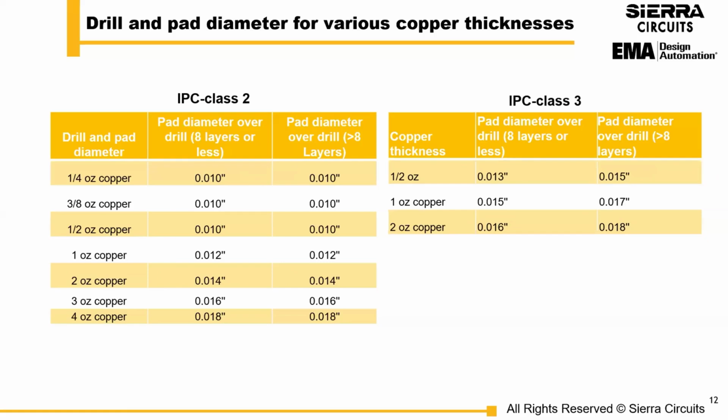Here you can see the standard drill and pad diameters for various copper thicknesses based on IPC Class 2 and IPC Class 3 standards. These guidelines help ensure accurate hole and pad sizing based on copper thicknesses and layer count for manufacturability.